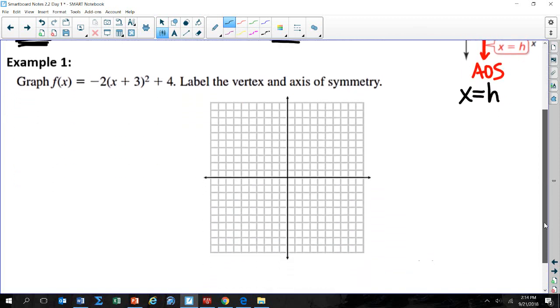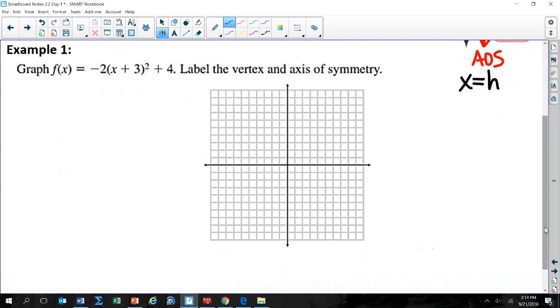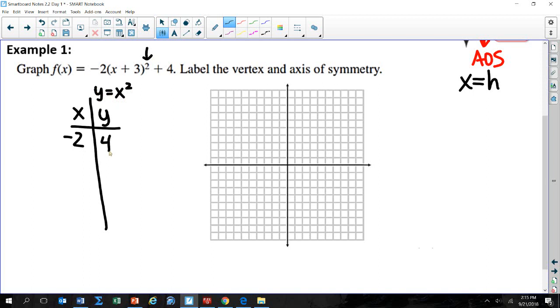So in the first example here, it wants us to graph the function, label the vertex, and the axis of symmetry. Okay, let's get started. I'm going to do my xy chart and write the parent points for a quadratic function. I know it's quadratic because I see this squared in my equation. So I'm writing the parent points for y equals x squared: -2, 4; -1, 1; 0, 0; 1, 1; and 2, 4.